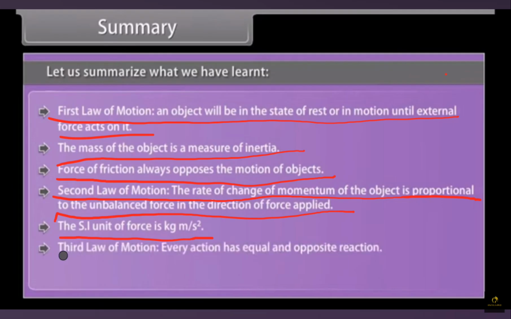Third law of motion. Every action has equal and opposite reaction. The total momentum is always conserved.